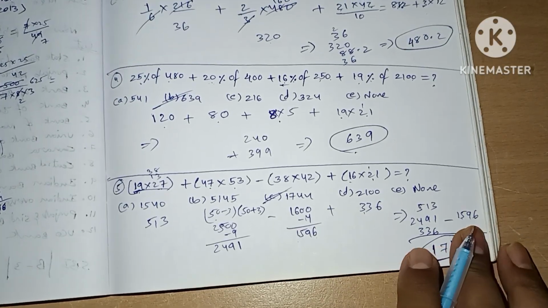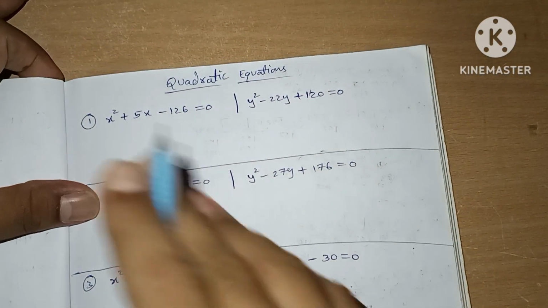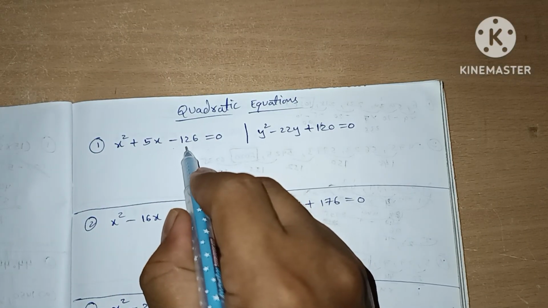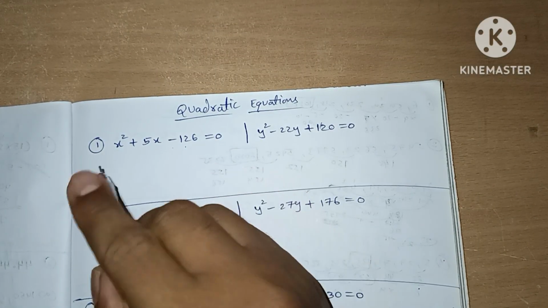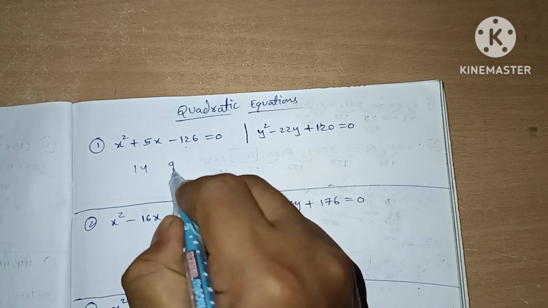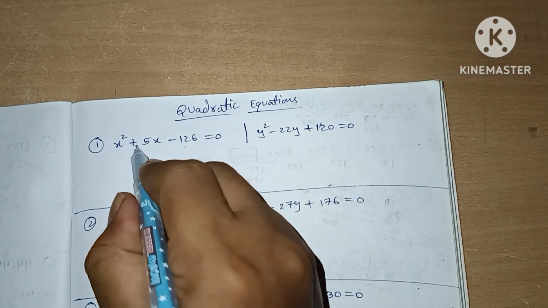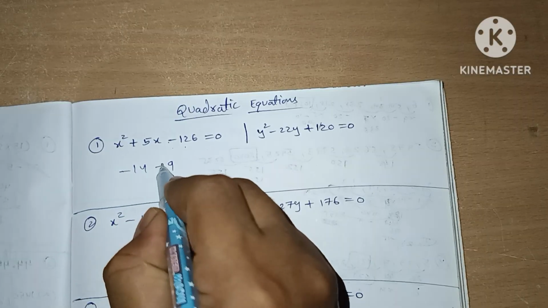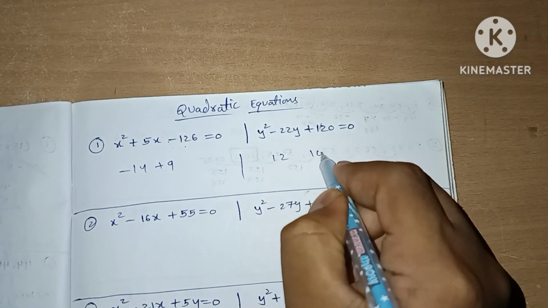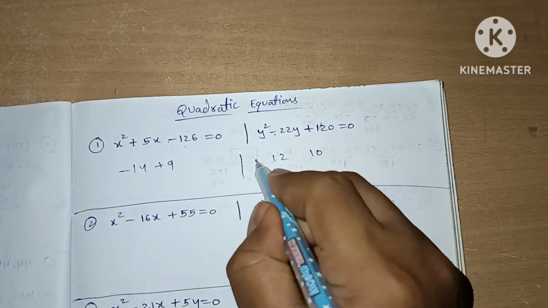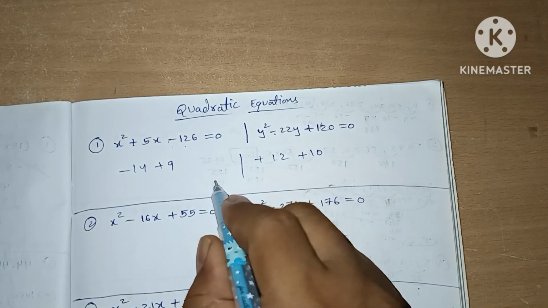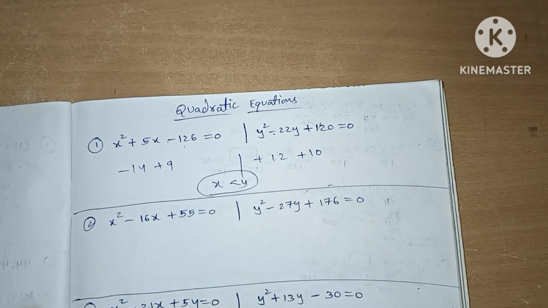Now we are going to see quadratic equations. First question. Here 126, I know the factors of this one: 14, 9 times is 126. So plus and minus is minus and plus. Here 120 means 12, 10 times. Minus and plus means plus. By comparing these two, it is clear that x is lesser than y.